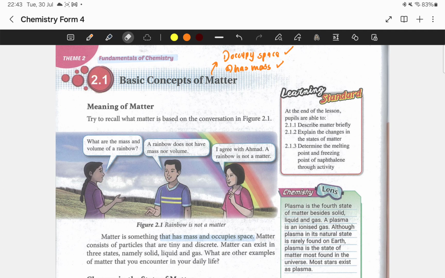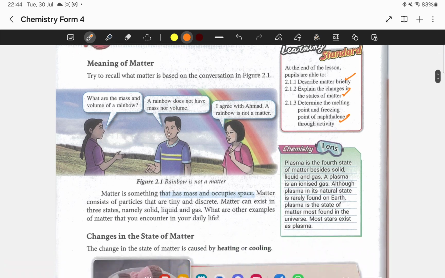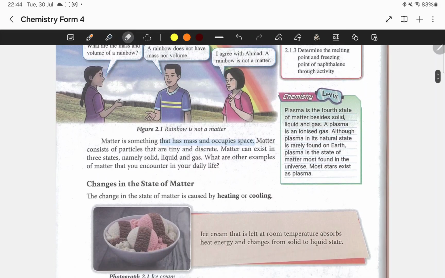Understand? Okay, before I get started with more detail, at the end of this lesson you should be able to describe matter briefly. I already told you how to describe matter briefly, and I gave the tips just now. Second, explain the changes in state of matter and determine the melting point and freezing point of naphthalene through activity. We will be covering these other two objectives after this.